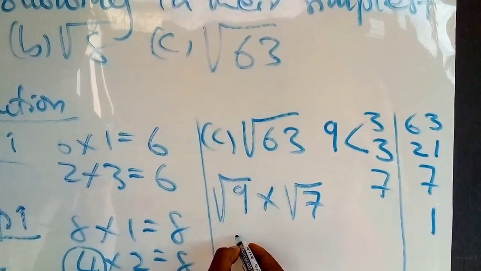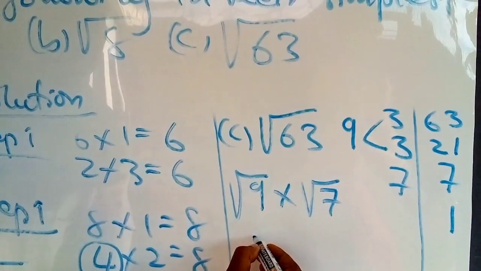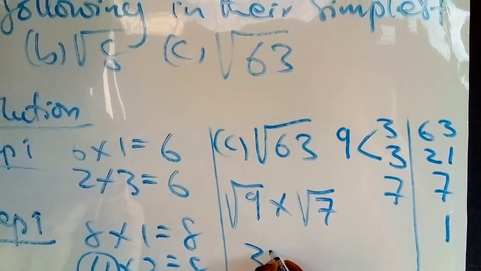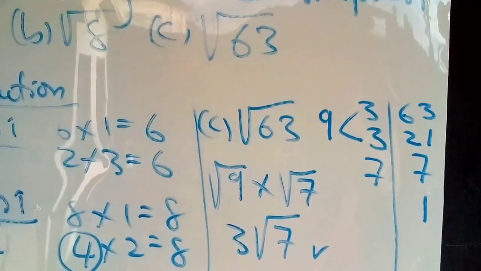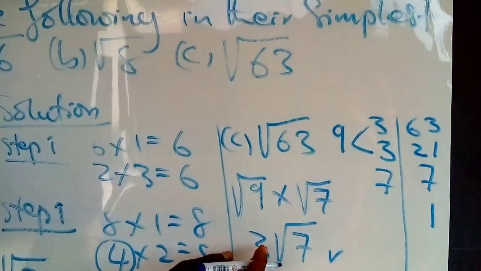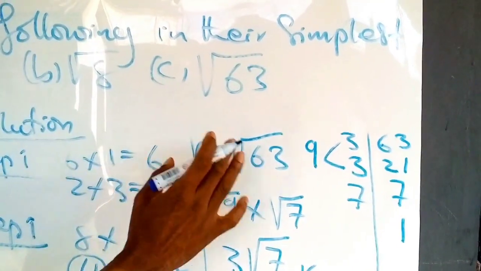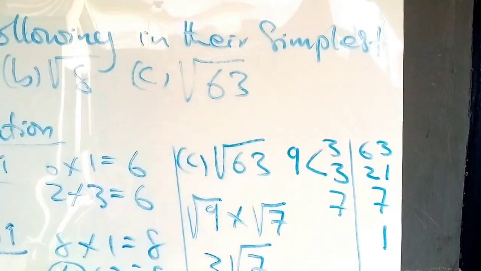And square root of 9 is what? 3. So my answer is simply 3 surd 7. Finish. It's as simple as that. 3 surd 7 is the simplest form of surd 63.